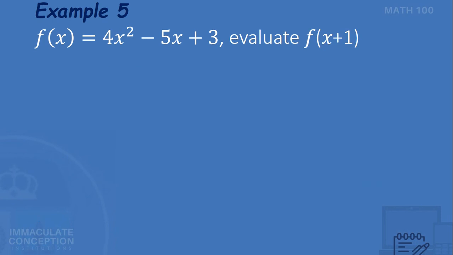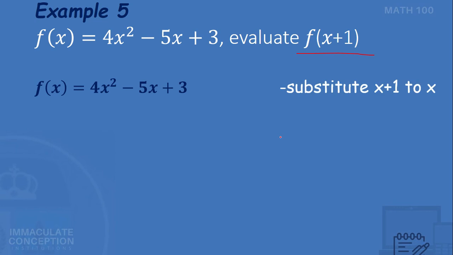Example number 5. f of x is equal to 4x squared minus 5x plus 3. Evaluate f of x plus 1. So again, we need to substitute x plus 1 for x. So we have the function of x plus 1 is equal to 4 times x plus 1 to the second power minus 5 times x plus 1 plus 3. So we remove x and we replace it with x plus 1.